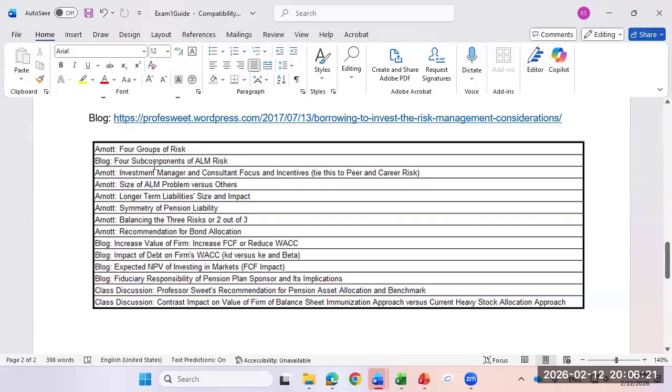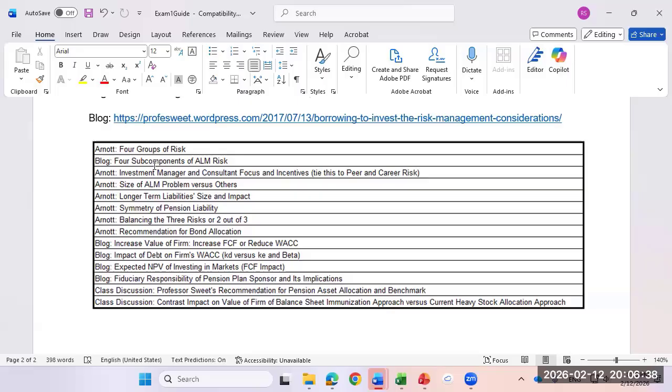What are the four? Well, see if y'all remember this. That fourth risk, ALM risk, has four subcomponents. Y'all remember those? Longevity risk. We live too long. And anti-selection. The healthy people take the pension. The unhealthy people take the lump sum.